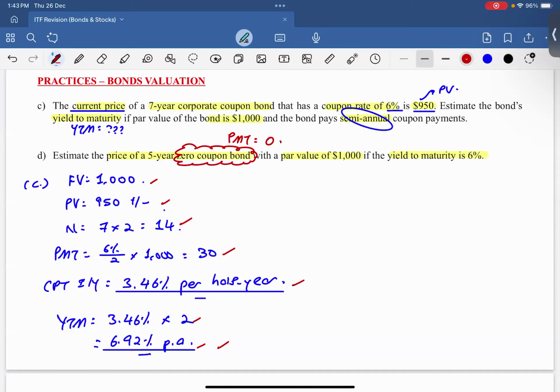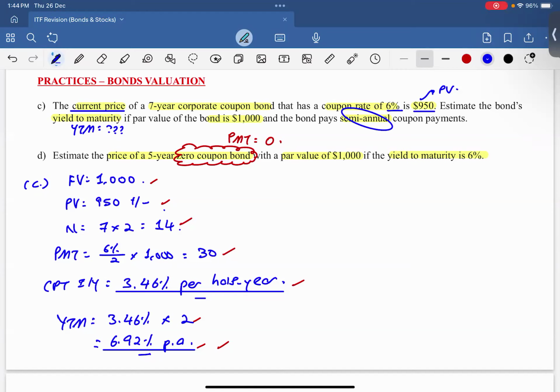My coupon payment is zero. So with this kind of investment, you only make your returns through the difference between the selling price and the par value, because you don't receive any coupons in between. The only profits, the only gains that you could get is the difference between the selling price and the par value. For example, if you buy at a very cheap price, let's say below $1,000, and by the time you receive the par value, you get 1,000, then the difference is the profit that you gain.